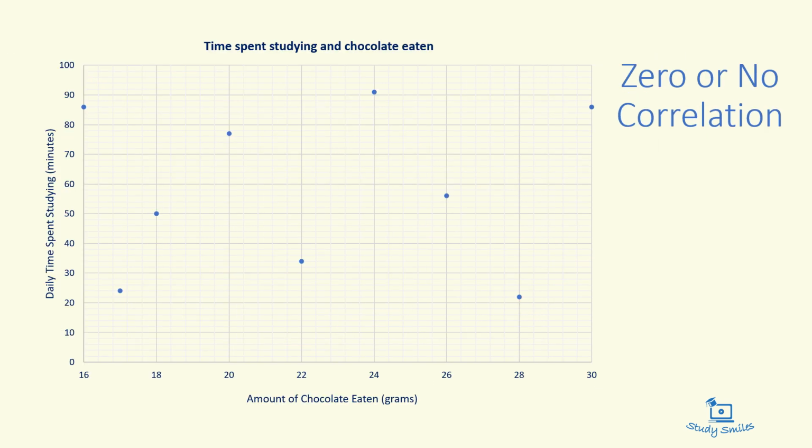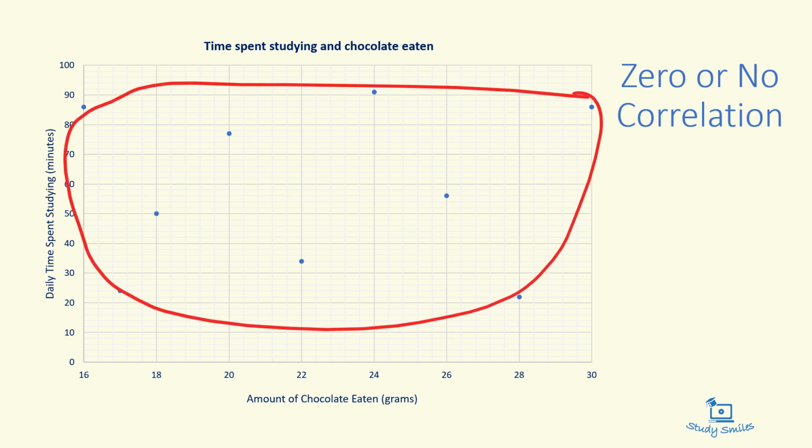This scatter diagram shows no correlation. We can see the points are all scattered about randomly and aren't close to each other, forming a line or pattern. Even if we drew a bubble around the data points, there doesn't seem to be any upward or downward trend. So there's no correlation. The two variables of amount of chocolate eaten and the daily time spent studying are not related.